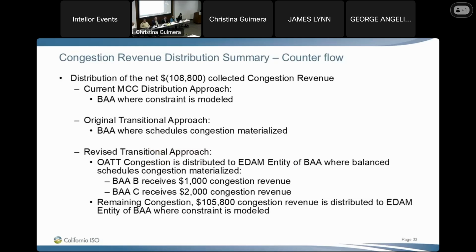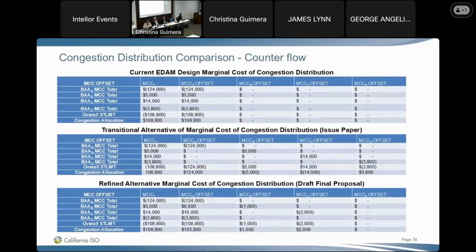So now how are we going to distribute it? Under the current distribution, it goes to the BA where the constraint is modeled. Under the original transitional approach, we put it to the BA where the congestion materialized. For the revised, we're putting the OAT congestion back to the BAs where the OAT congestion materialized. And the remaining will go to the BA where the constraint is modeled. Now, if we go to the next slide, it actually shows you where the dollars went.